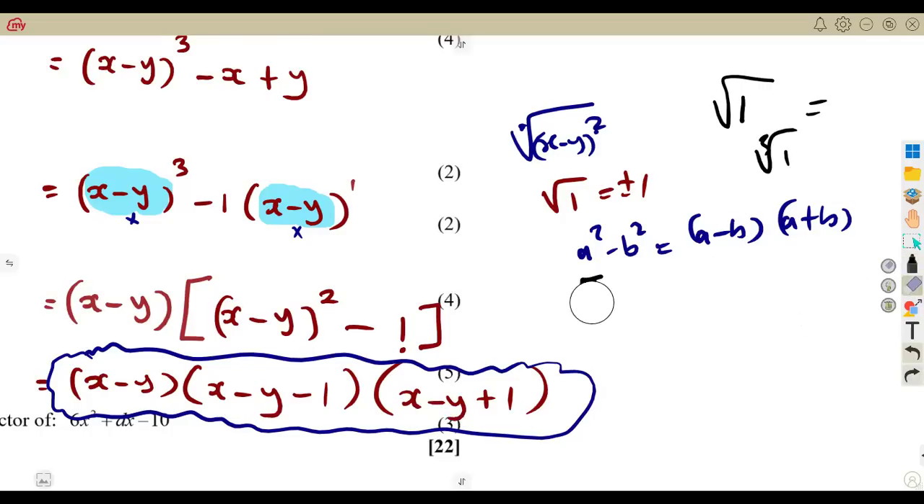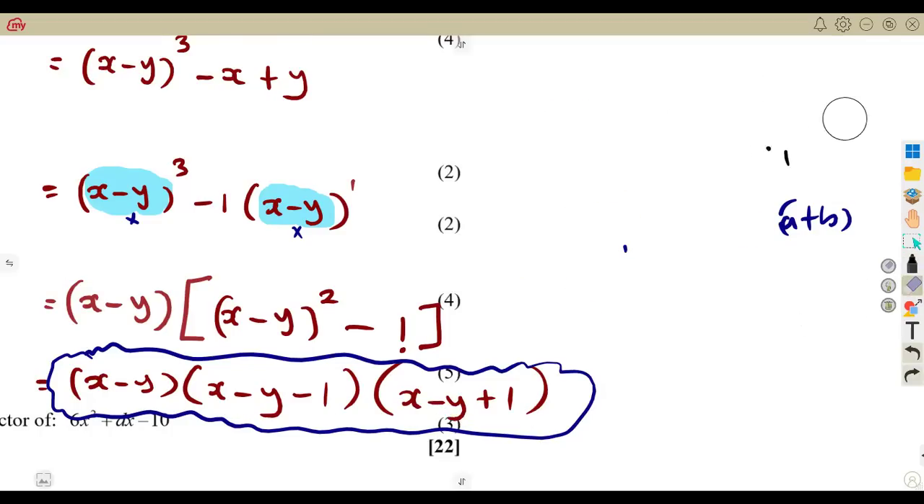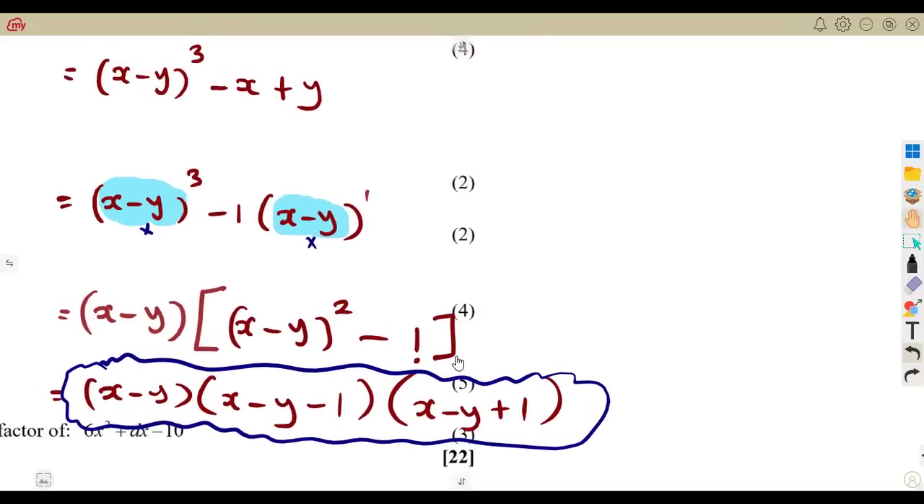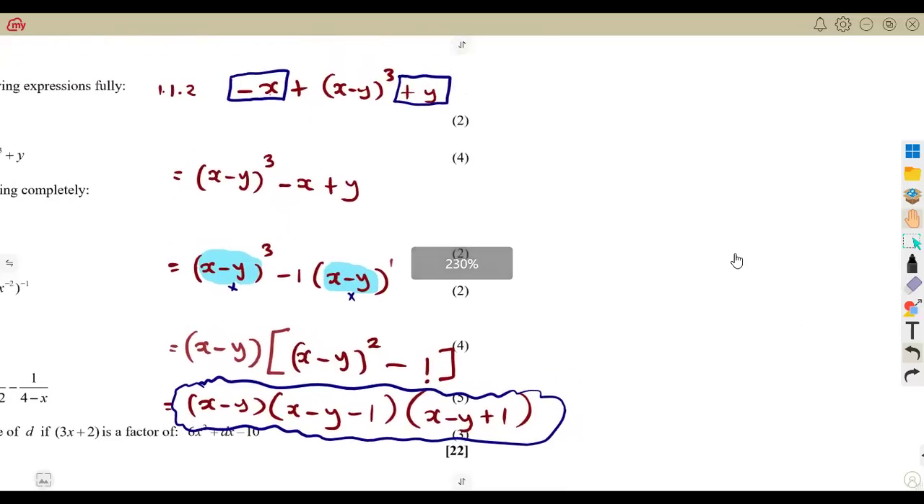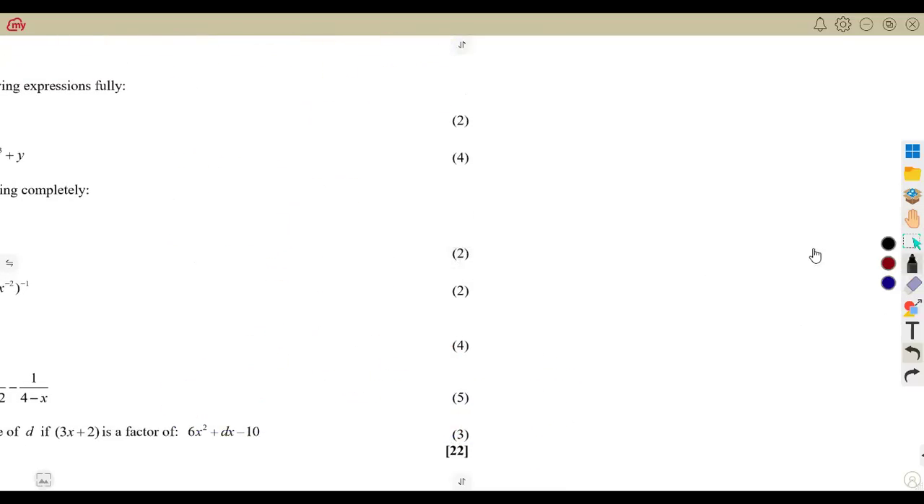So guys, this is how our questions are simply taken. They just want you to refer back to your revision, your understanding of the difference of 2 squares. As we can see, it is very, very important in your revisions.